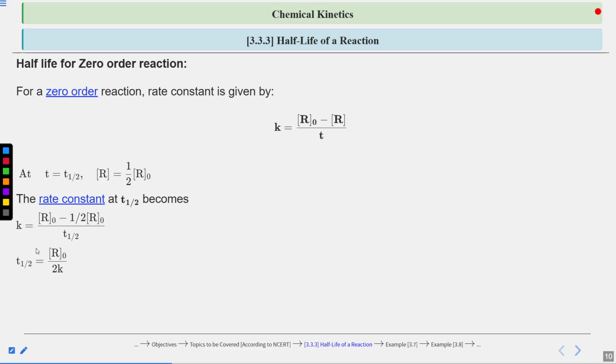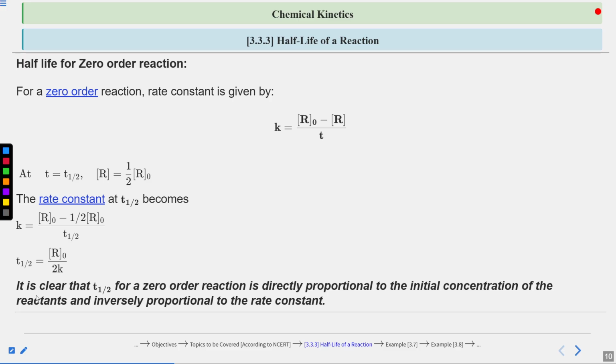Now from here you can see that this T half will go to the left hand side, K will come in the denominator, and when you take the LCM in the numerator, here comes 2R naught minus R naught upon 2 T half, right? So 2R naught minus R naught will be R naught, so R naught by 2, with K in the denominator. So T half, that is the half-life for the zero order reaction, becomes equal to R naught by 2 times K, the rate constant.